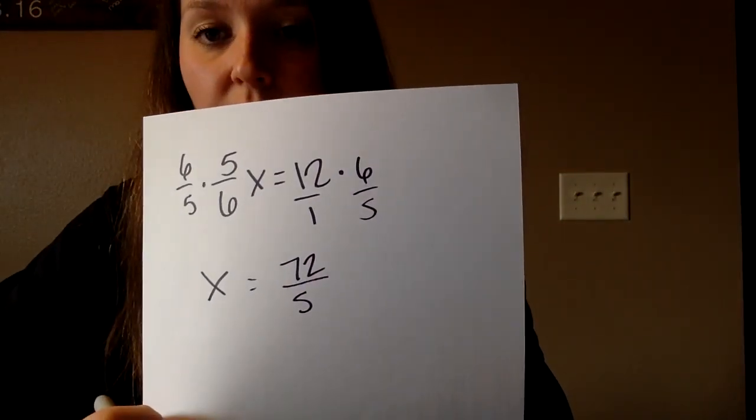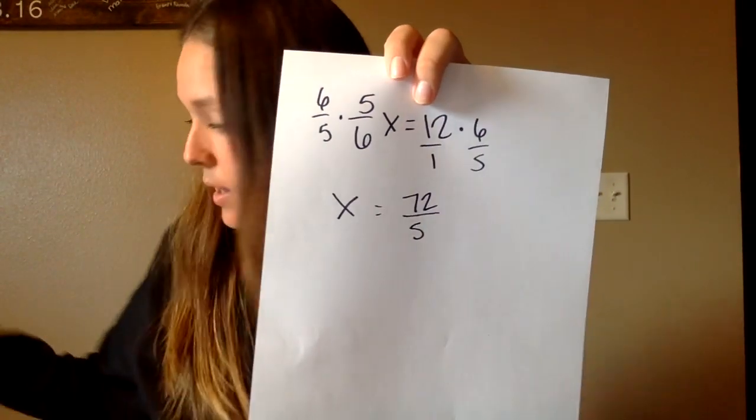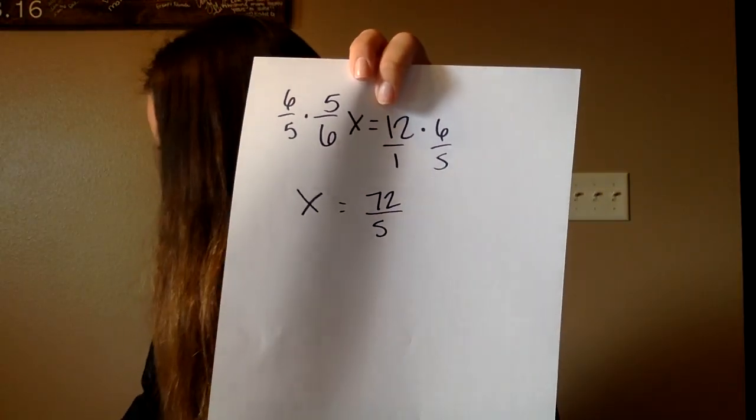72/5. Again, not meaningful until we go ahead and simplify. How many times can we pull 5 out of 72? Or you can do some long division here. Good time to do some long division. So 72 divided by 5.